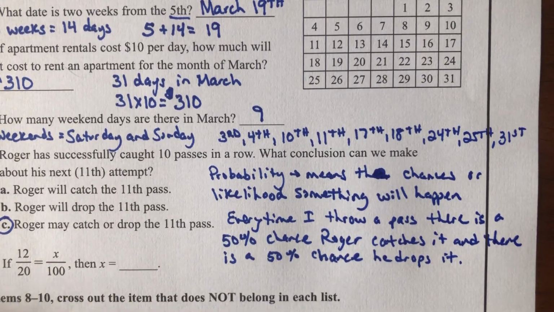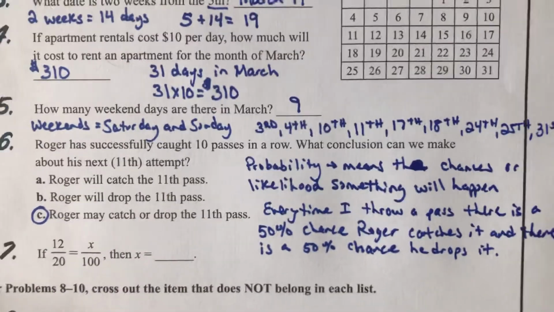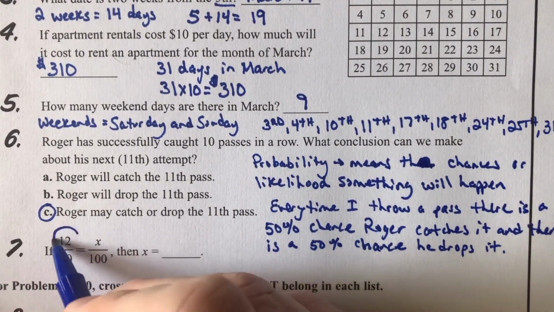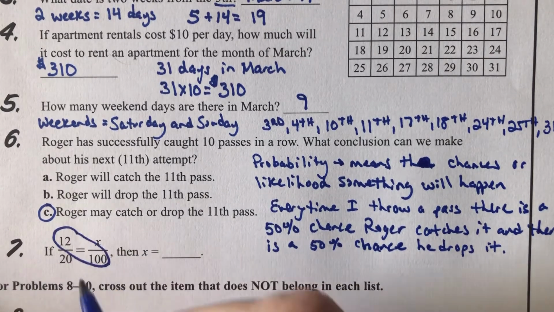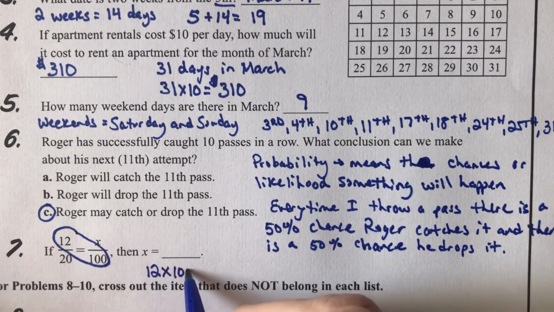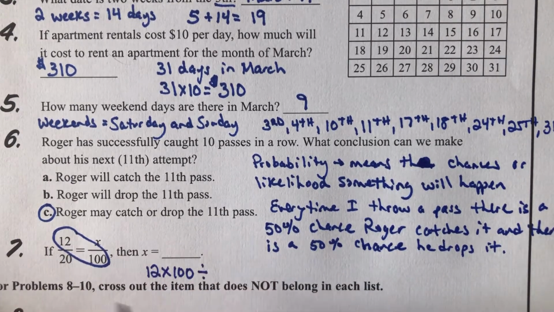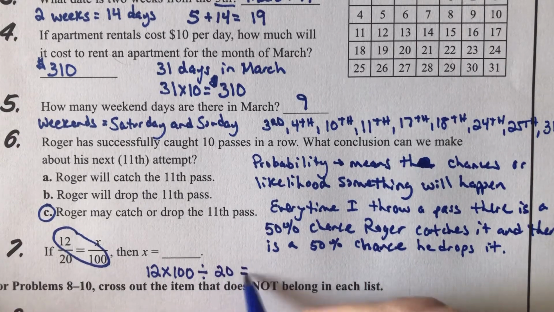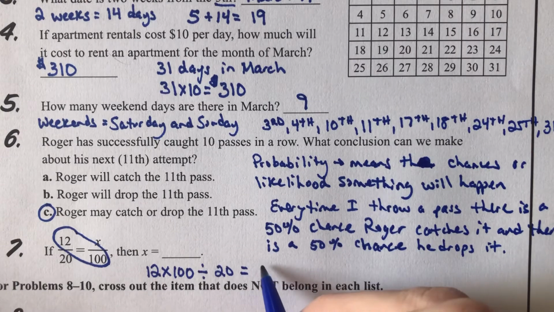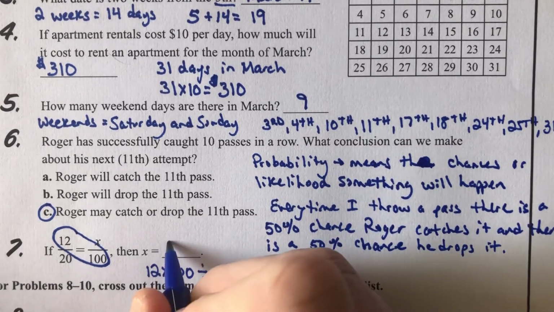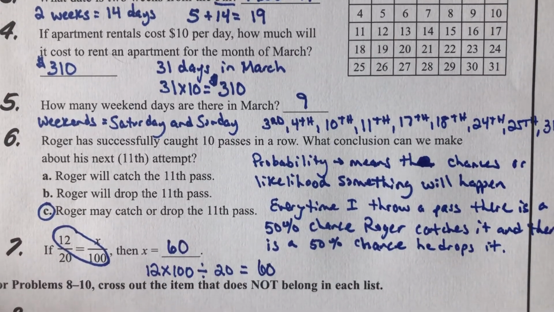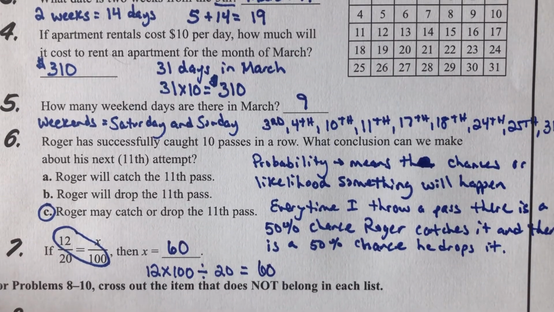Number 7 is a proportion. If 12 over 20 equals x over 100, then what's x? So remember, to solve proportions, we cross multiply, and then we divide by the other number. So we're going to do 12 times 100, and then we divide by the other number, which is 20. And when I do that in my calculator, I'm going to get 60. So x has to be 60 for those two fractions to be equal to each other.